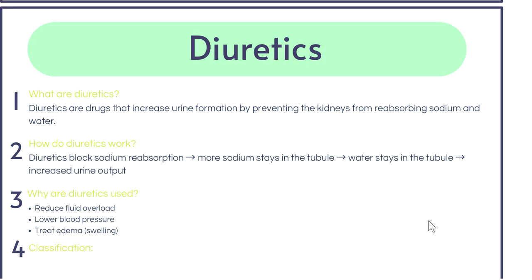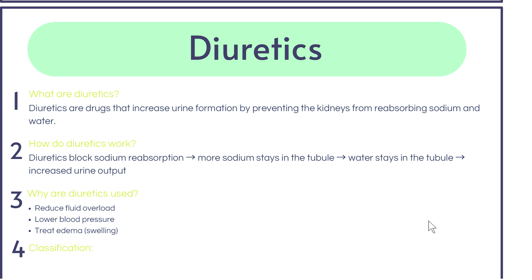Now, the very important question is how they can increase the urine formation. They can increase the urine formation by preventing the reabsorption which we just spoke about. Mainly they are blocking the sodium reabsorption, and as we know, sodium is always followed by water. This means if we block the reabsorption of sodium, we are as well blocking the reabsorption of the water, which means what?